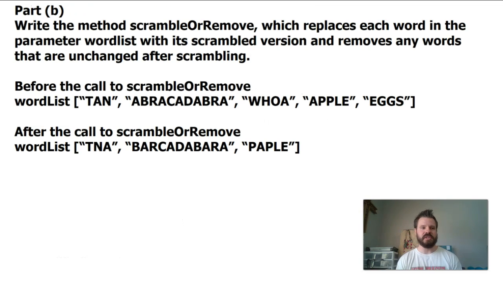All right, on to part B with this one. Write the method scrambleOrRemove, which replaces each word in the parameter wordList with the scrambled version and removes any that are unchanged after scrambling. So basically we have a list of some words. I'm going to call scrambleOrRemove, and anything that can scramble, it's going to scramble. But anything that can't be scrambled will be removed. That's why they call it scrambleOrRemove.